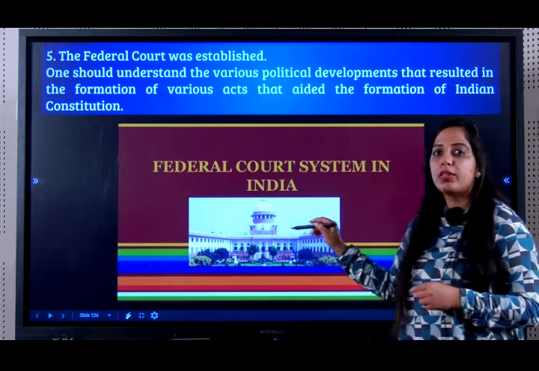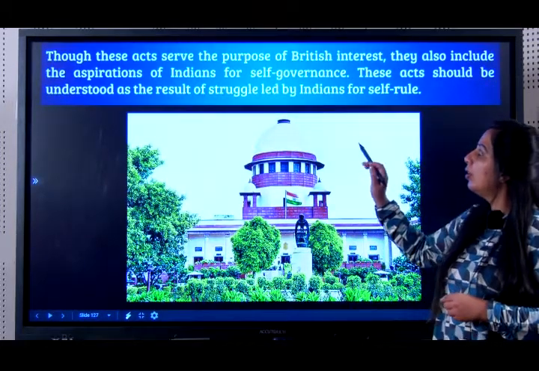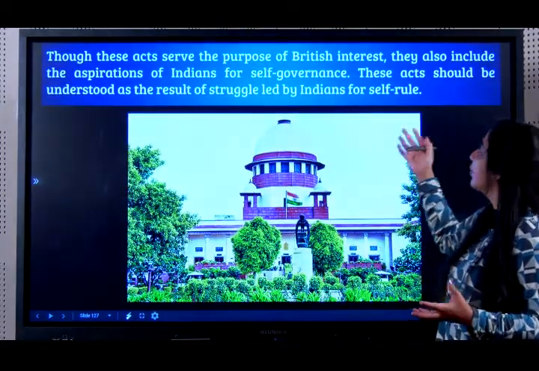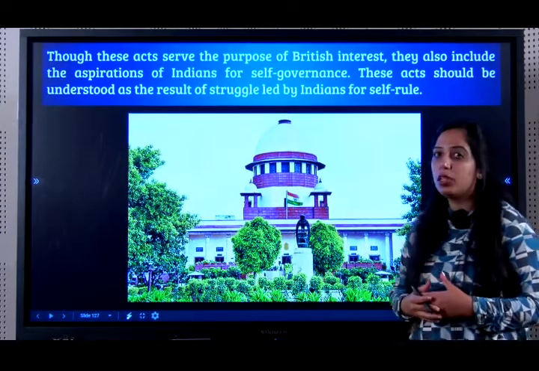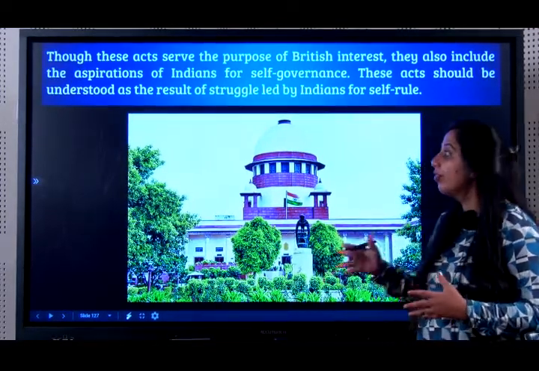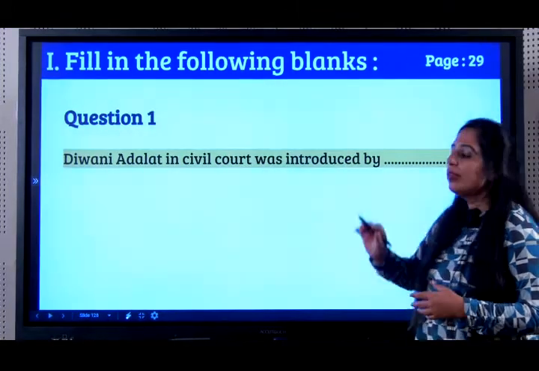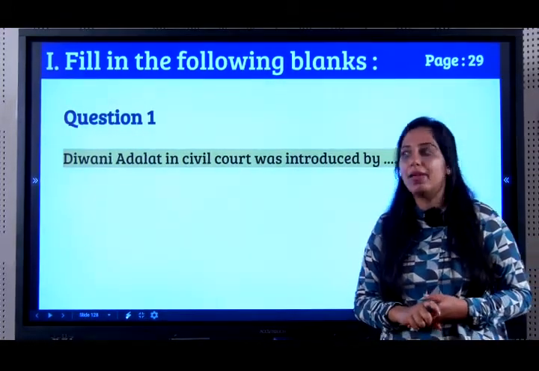The federal court was also established. Though these acts served the purpose of the British interest, they did include the aspirations or dreams of Indians. Now, students, let's look at the fill in the blanks.